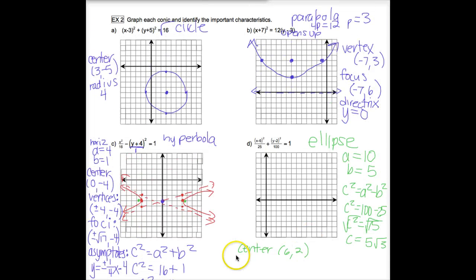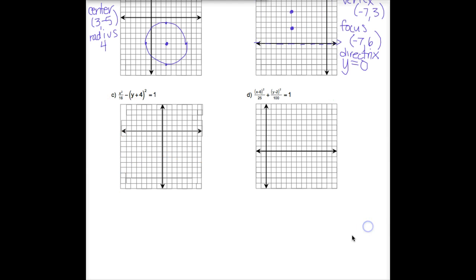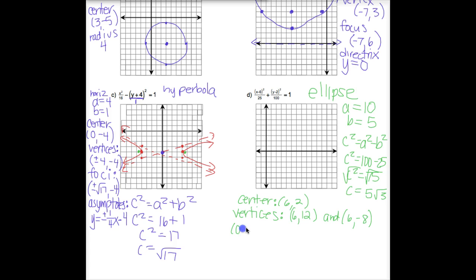My vertices, because what's under the y is bigger, that means the major axis is the y. So my a value is 10. That means I'm going to go 10 units up and 10 units down to find my information here. So 10 units up from the center for the vertices. 10 units up would be 12. 10 units down would be -8.